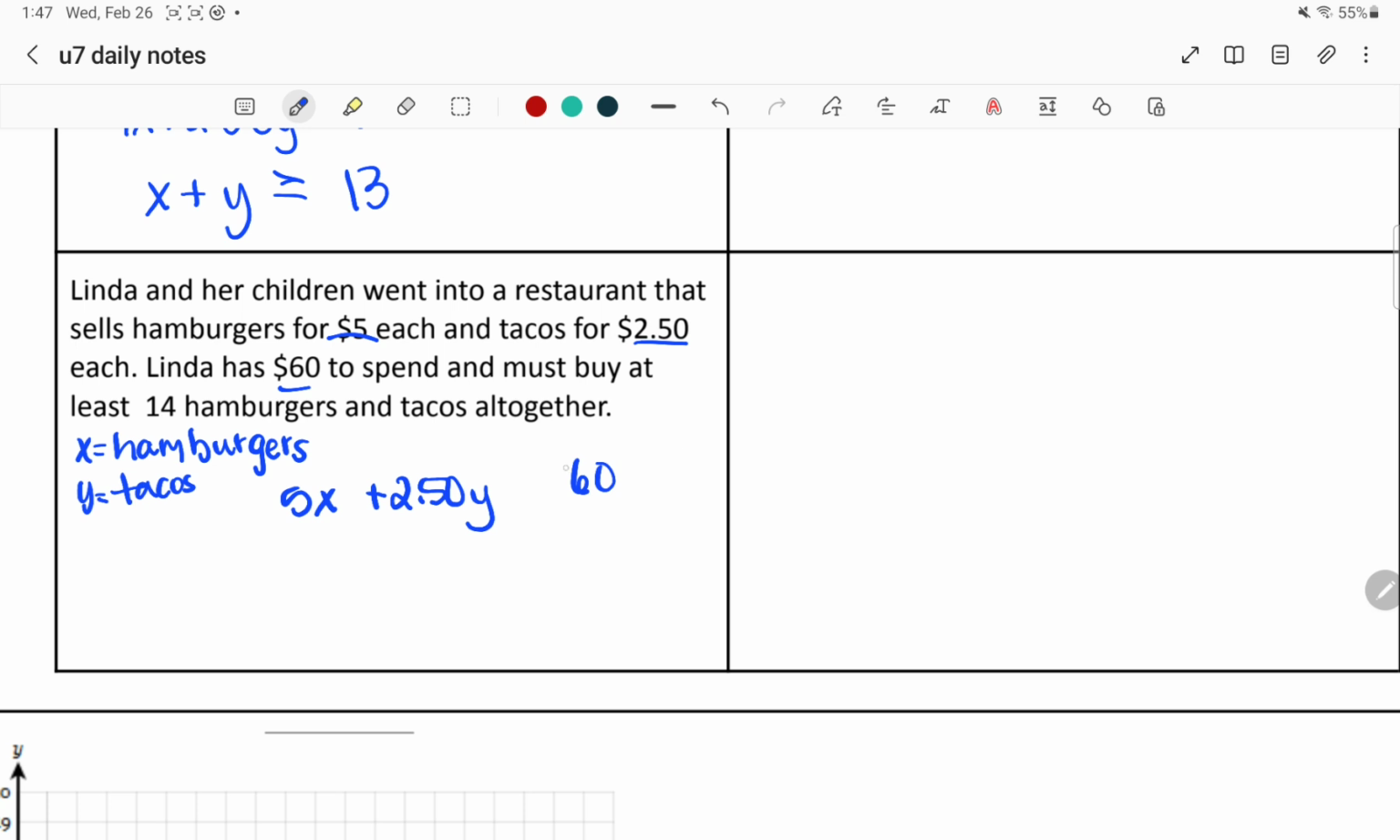And the most that I have is 60 bucks. I can't say I have $60 and then spend 70, because I don't have 70. So I have to make sure that I spend less than 60 or equal to 60. And then my second equation is always x plus y and my other number. And I have to buy at least 14. So I need to buy more. I need to buy 14 or more.